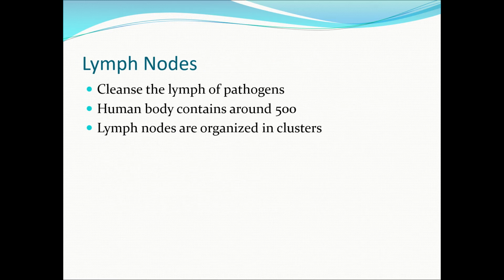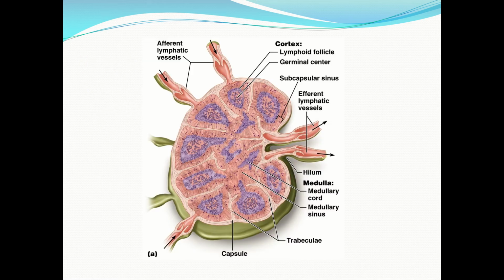Lymph nodes cleanse the lymph of pathogens. The human body contains around 500 lymph nodes. Lymph nodes are organized in clusters. You generally don't notice them unless they are swollen as they are engaged in battle against pathogens.